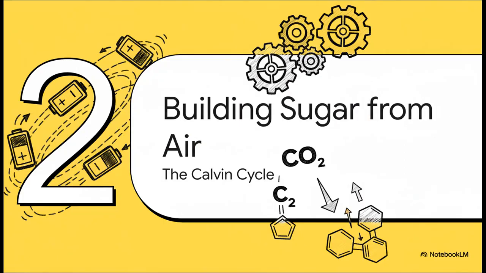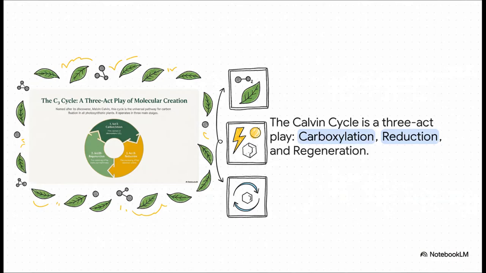All right, our batteries, our ATP and NADPH, are fully charged and ready to go. Now let's take that energy over to the factory floor and get to the real engineering challenge, building sugar using nothing but carbon from the air. Now, the beautiful thing about the Calvin cycle is that it's not just some chaotic mess of reactions.